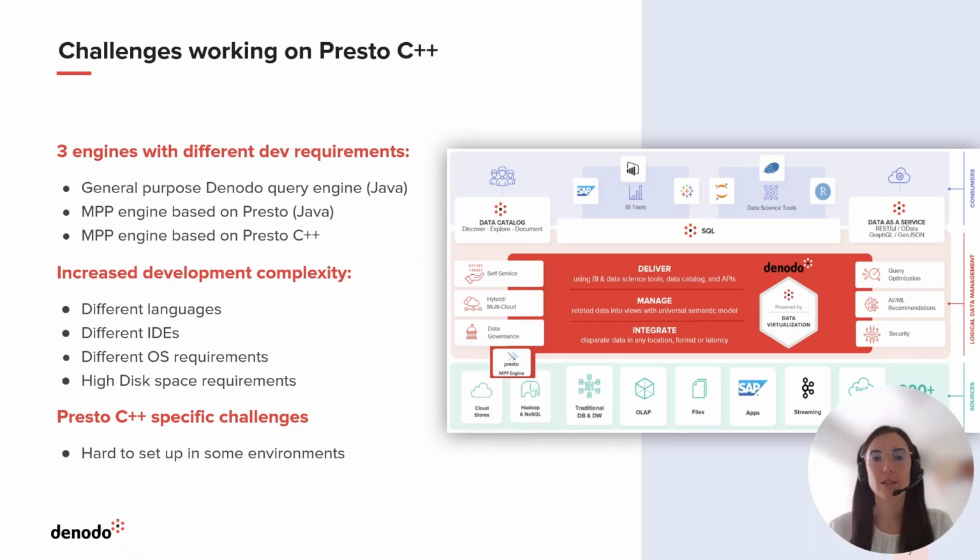When a client sends a request to Denodo, either using a SQL query or a REST endpoint, the query optimizer decides the best execution plan. And this includes if it should use the native query engine or the Presto query engine for specific use cases. And in addition, we are on the journey of using Presto C++.